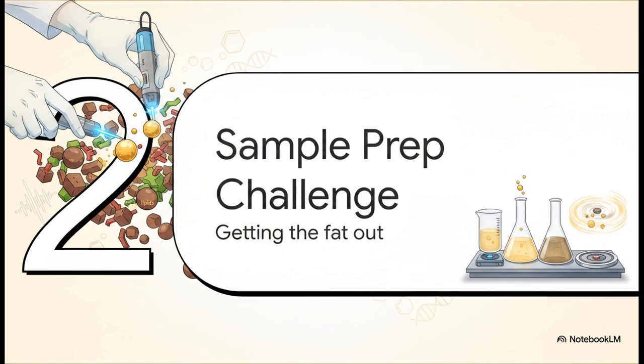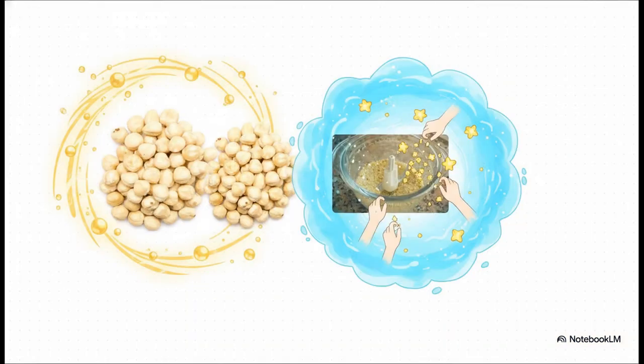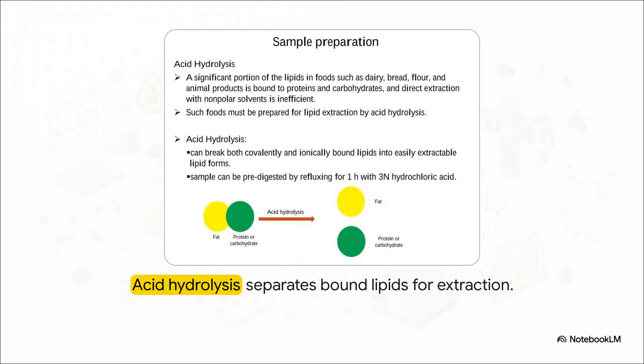Moving on to Section 2, the sample preparation challenge, or why we can't just squeeze the fat out. Because lipids are so stubborn and trapped inside complex food matrices, we have to meticulously prep our samples. Take hazelnuts, for example. We can't just press them and hope for the best. By mechanically reducing the particle size, literally just chopping them up, we drastically increase the surface area. This ensures that when we add our chemical solvents later, they can penetrate those food tissues highly efficiently and grab those hidden fats.